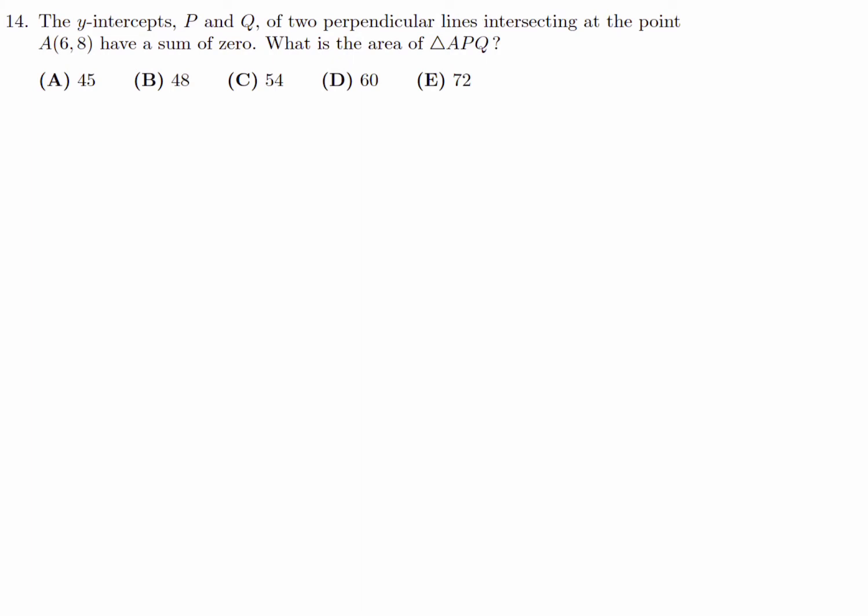The y-intercepts P and Q of two perpendicular lines intersecting at the point (6, 8) have a sum of 0. What is the area of APQ? Let's draw a basic diagram to illustrate what this question is referring to. So we have a situation where you have two lines. So let's say one line is like this, and another line is like that. And obviously they're perpendicular, so they've got this right angle. And they intersect the y-axis at here and here.